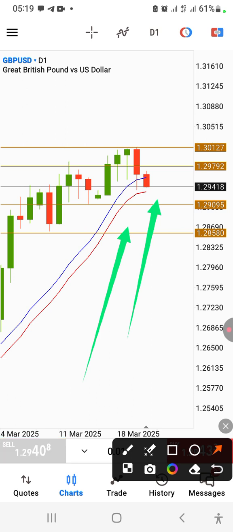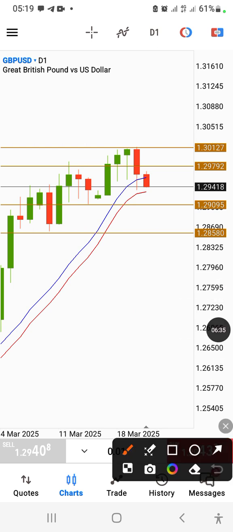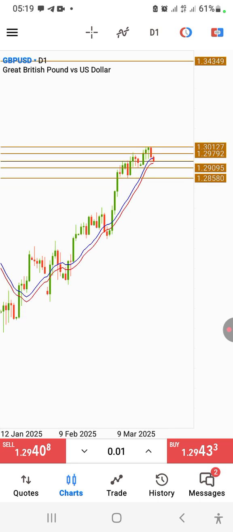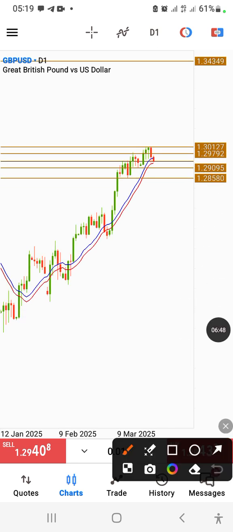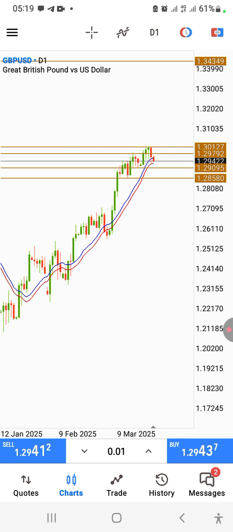Those are the levels. But mind you, before you buy, you will wait for this particular candle that is coming to do what? To close. If it closes and gives you a bullish candle, that is when you will buy, based on what the envelope is telling you. The envelope is below the moving average. So with that, you are looking at buying.